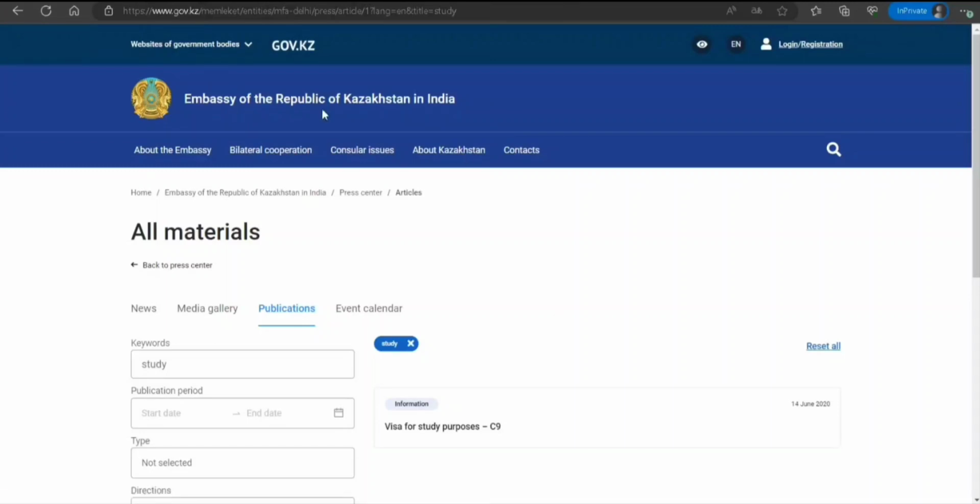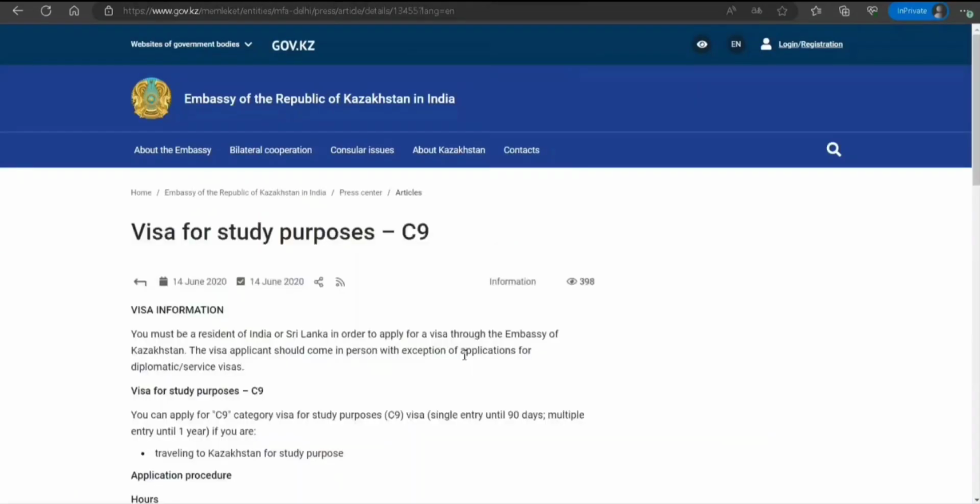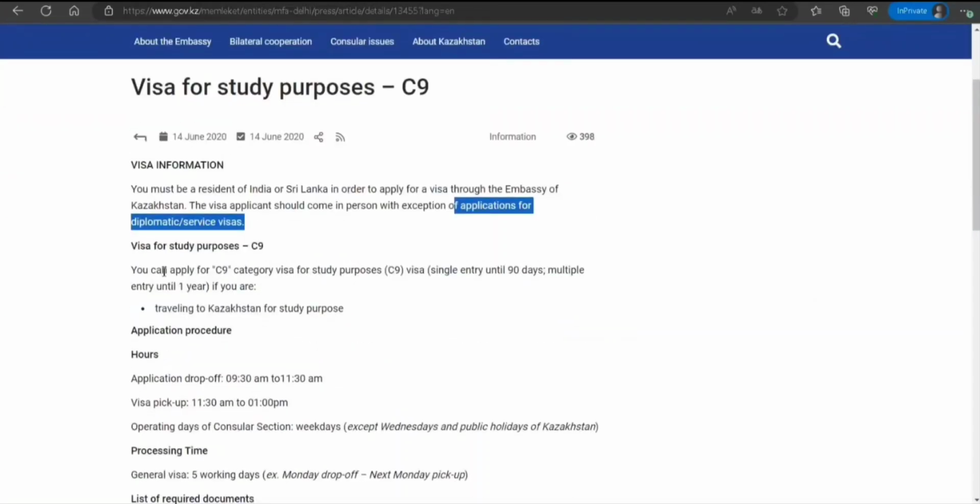So I have opened the Embassy of the Republic of Kazakhstan in India. Under consular issues, when I go to all matters and search for study, I see this visa for study purpose. This is called C9. Okay, so if you're applying here at the Embassy of the Republic of Kazakhstan, it is telling that you must be a resident of India or Sri Lanka to apply here. Okay, and you should come in person, except for diplomatic and service visas.